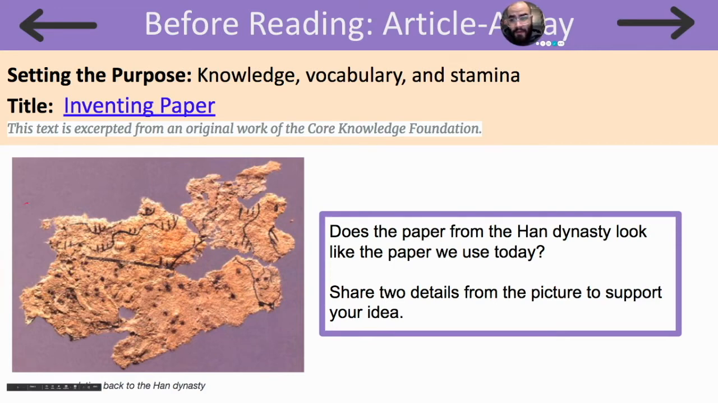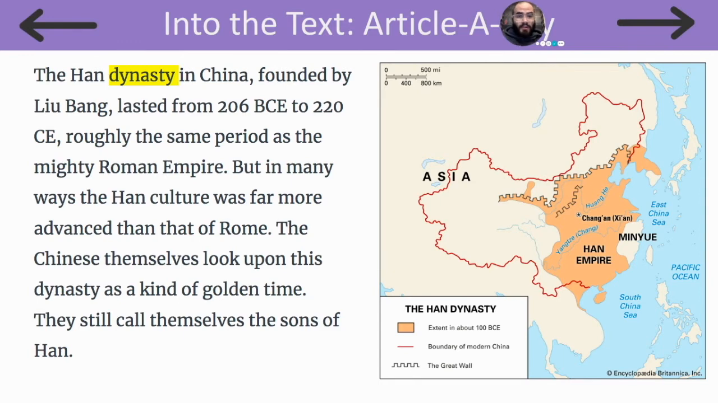So the paper from the Han Dynasty looks similar and different to paper today. It looks white with black ink, which is sort of how we use paper today, but it does look very old. This paper must be very old. Let's get started with our article a day.